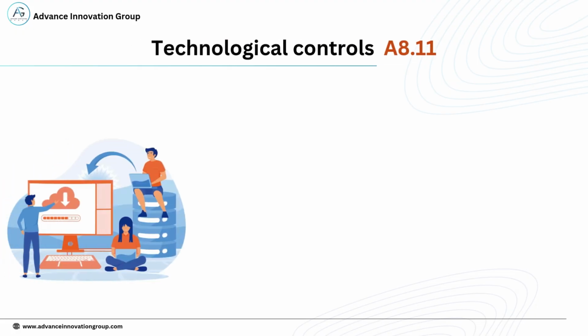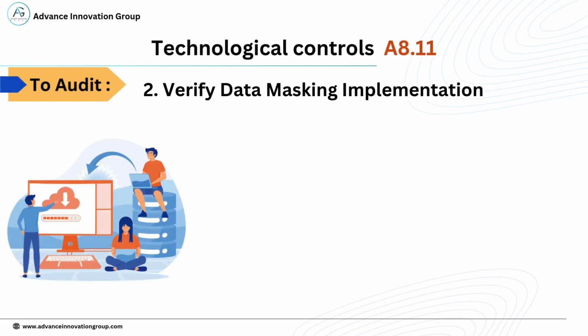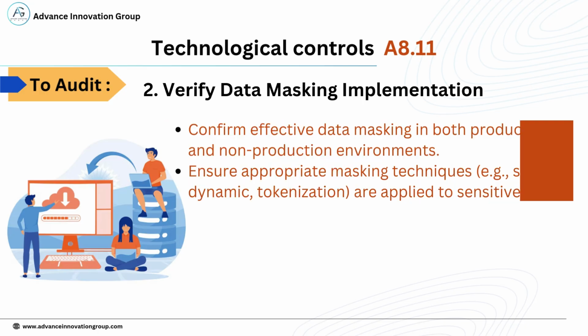Technological controls A8.11 to audit. 2. Verify data masking implementation. Confirm effective data masking in both production and non-production environments. Ensure appropriate masking techniques, e.g., static, dynamic, tokenization, are applied to sensitive data.